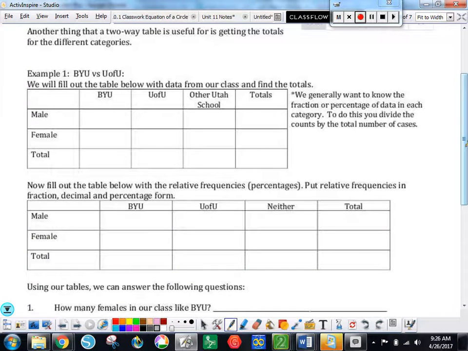Anyway, there are two types of things you can do with the two-way table. You can do it simply with tally, which is what we will do first, using our class data. You can also use it to find ratios and percentages. So let's start by filling out this table. We need to start by figuring out how many boys are in the class.